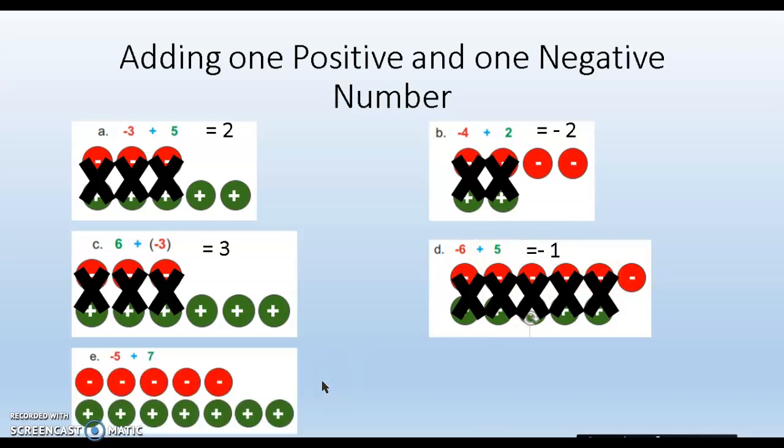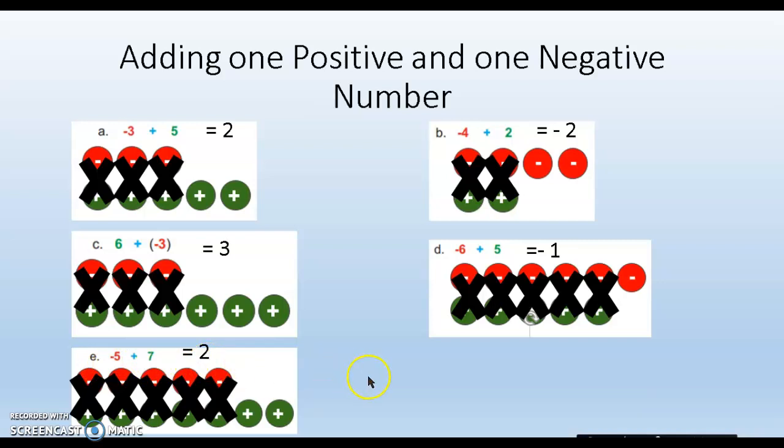All right, let's have you try one. If we have 5 negatives and 7 positives, pause the video, see if you can figure out the answer. Welcome back. Well, hopefully you realized that all of these are 0 sets. So what do we have left but a positive 2? So negative 5 plus 7 gives you a positive 2.